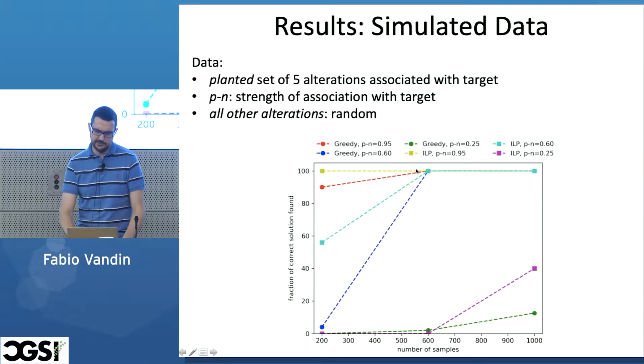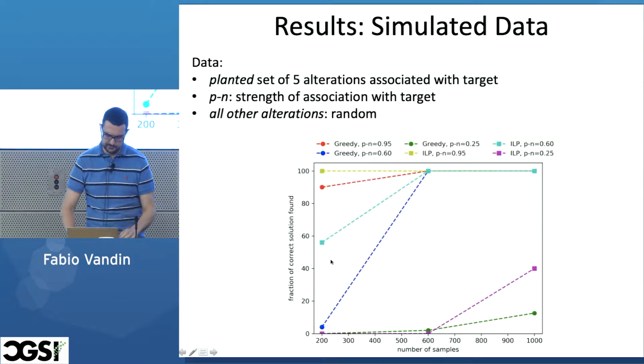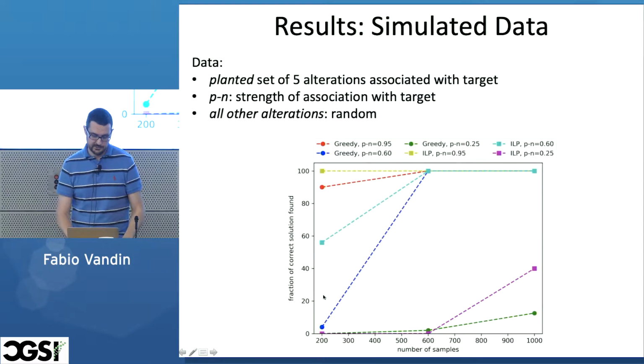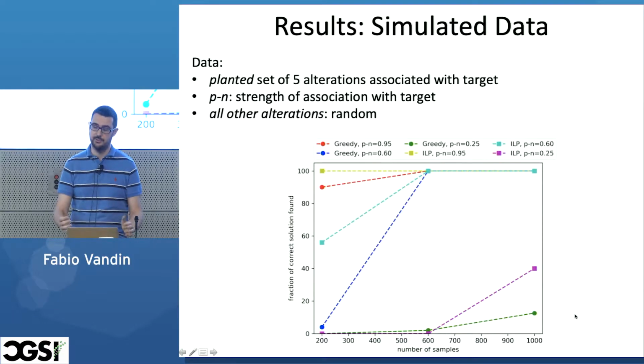And then we run the greedy algorithm or the ILP, and we report here in this figure the fraction of the genes in the set associated with the target, so the solution we are looking for, that is identified by our algorithm, and this is the average value across 10 different randomized data sets. And we look at how this fraction varies with the number of samples that we have.